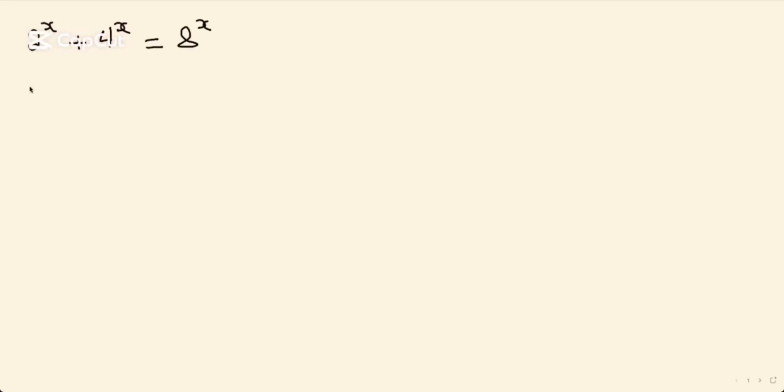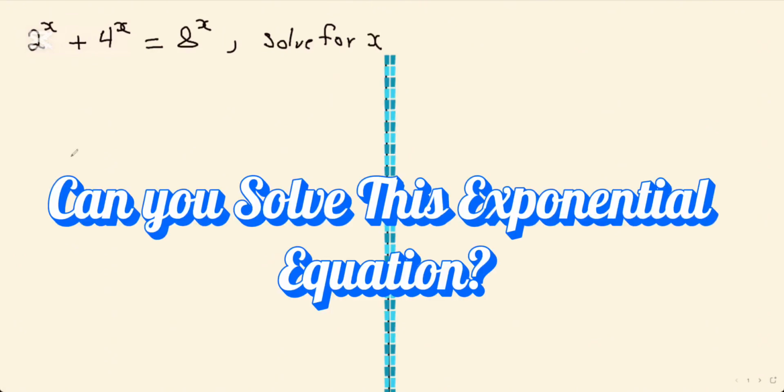So let's do this question. It's 2 to the power of x plus 4 to the power of x equals 8 to the power of x. And what we need to do for this is solve for x. So here, the first thing we need to do is change all of them to the same base, which is base of 2.